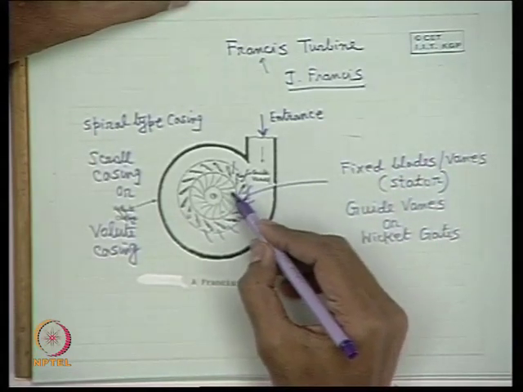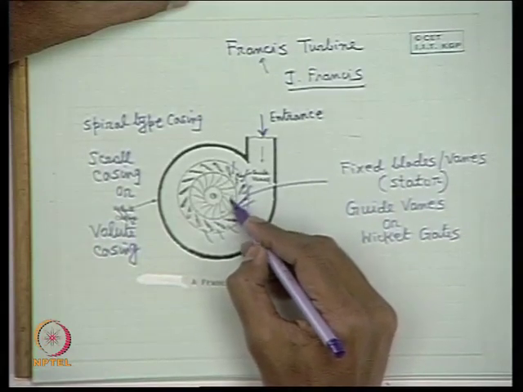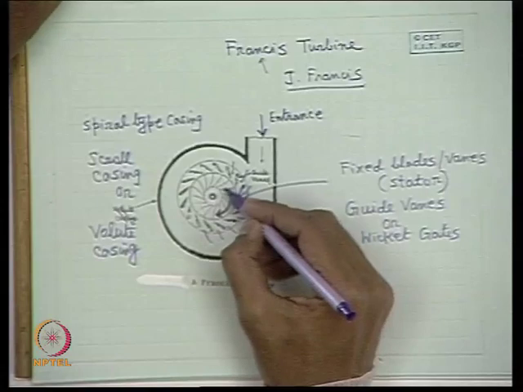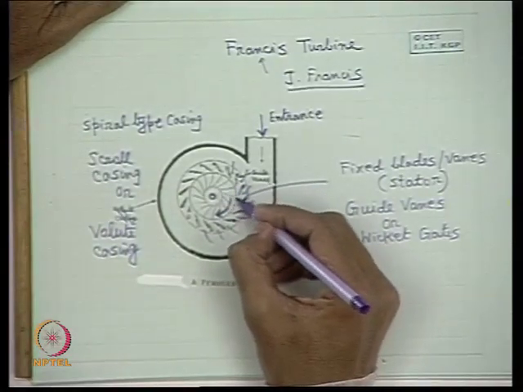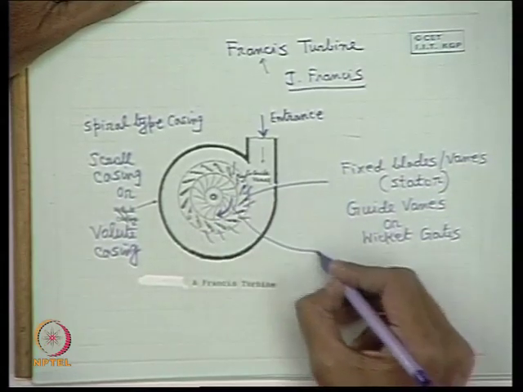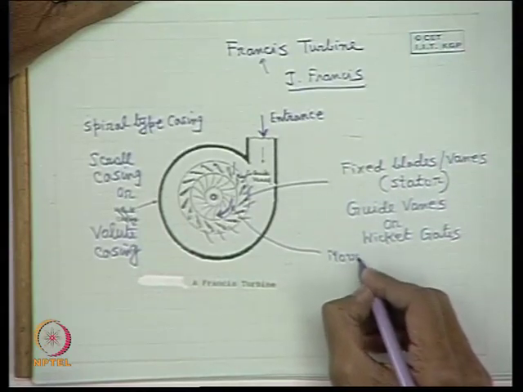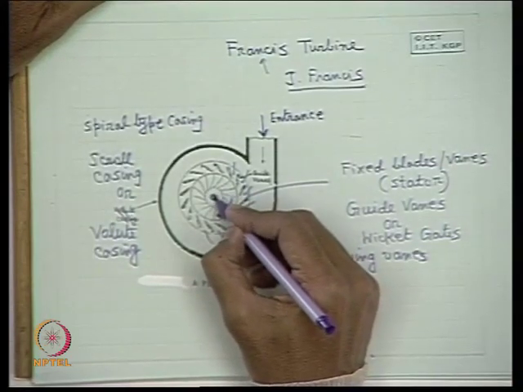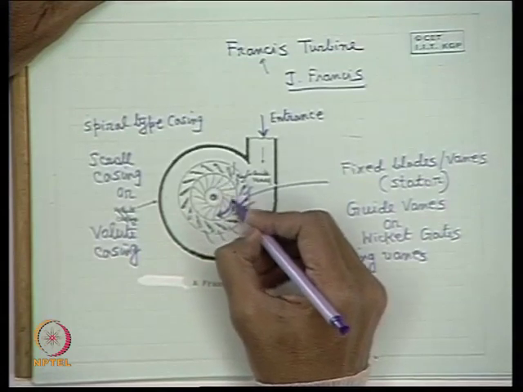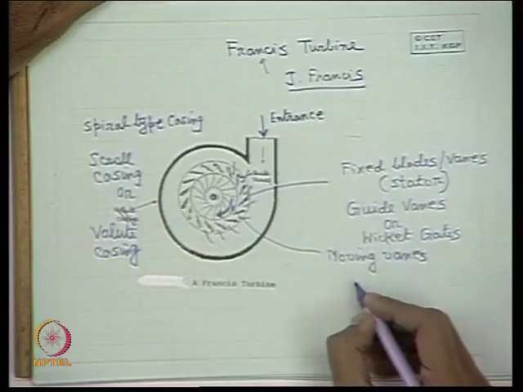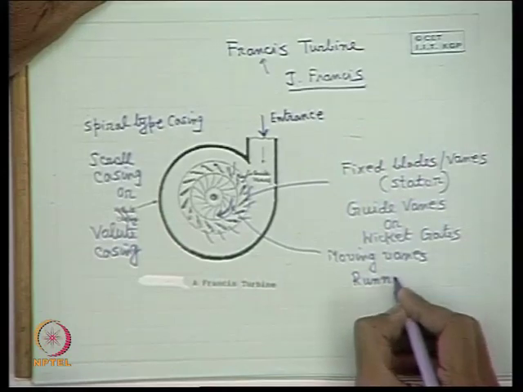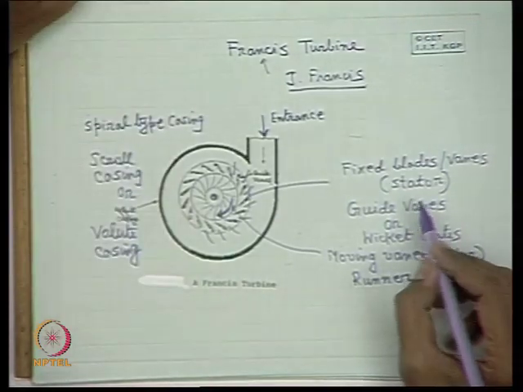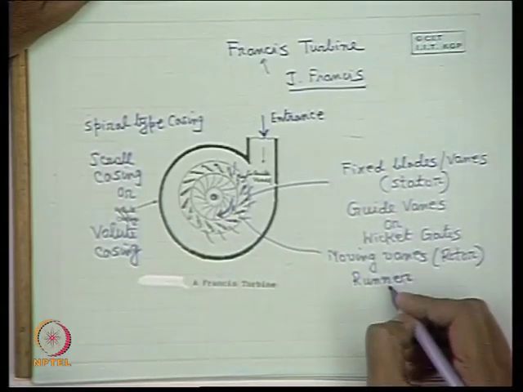Then the next component is a series of moving blades. This blade is moving. This is the shaft where it is mounted, the rotor. So, this is the rotor disc, and on the periphery of the disc, you see a number of vanes attached. These are the moving vanes. That means these vanes are mounted on the periphery of a disc which is coupled to the shaft which is rotating. Therefore, these vanes rotate and have an angular velocity. So, these are moving vanes, and the moving vanes, that is the rotor part of the machine, are known as the runner.